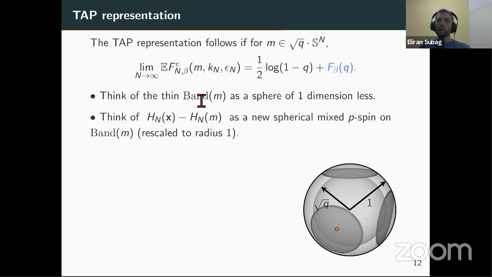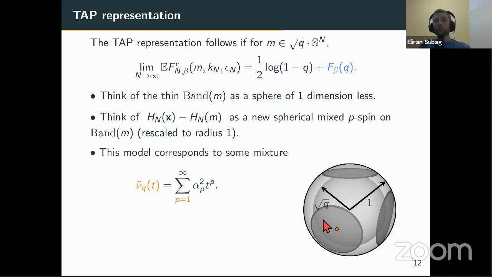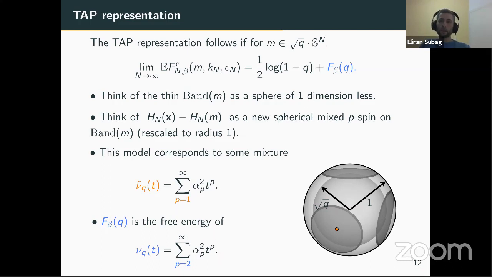It will be a process whose covariance only depends on the angle of two points, so it will correspond to a spherical model. You can compute the dependence of the covariance on this angle, and this is how I define the coefficients alpha p. You do some computation, it takes half a page, and you see what you get for this coefficient. The mixture will be a polynomial, and you can compute alpha p explicitly. Then what I want to take is not exactly this mixture, but I want to remove the one spin interaction. This new mixture is the one whose free energy appears in the Tapper presentation. So I just wanted to show you how this free energy is connected to the Hamiltonian on the band.